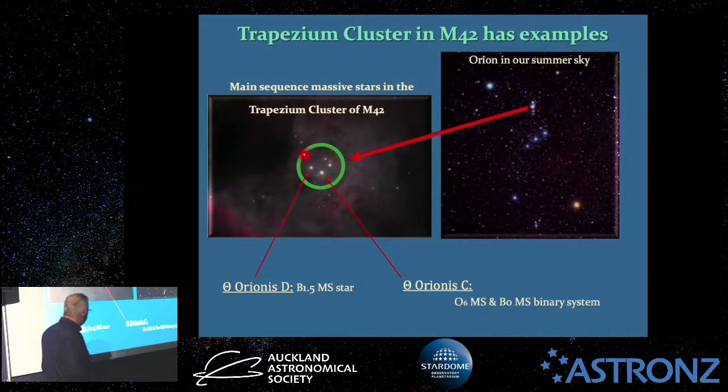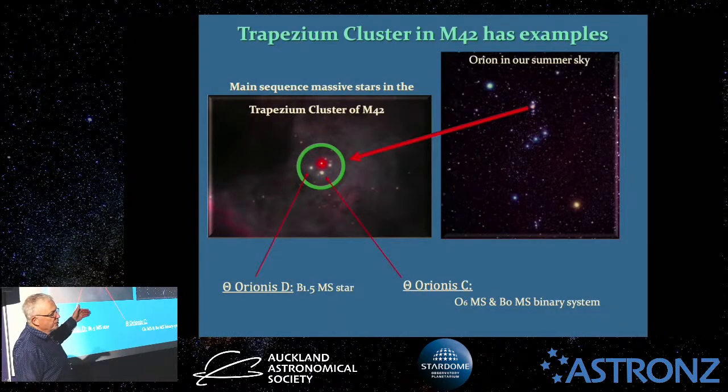And two of the points of light in there, I should say, are main sequence massive stars. You've got Theta Orionis C here, which is this point here. That's the brightest star in the cluster. It's actually two massive stars in a binary system. One's an O6 main sequence one, and the other one's a B0 main sequence. This one here, Theta Orionis D, is a B1.5 main sequence star. So there's two stars, or strictly speaking three stars, sitting right there in the Trapezium cluster that are main sequence massive stars.